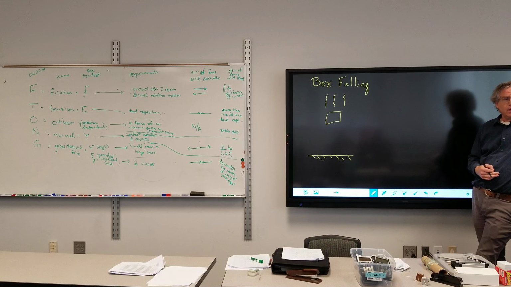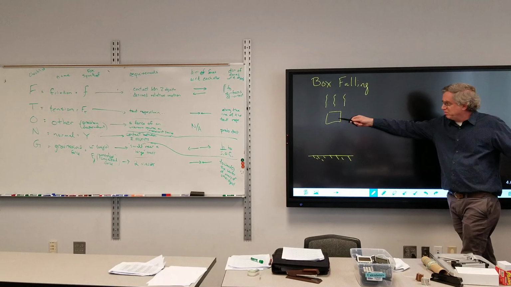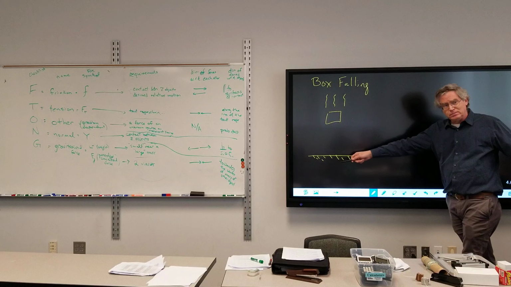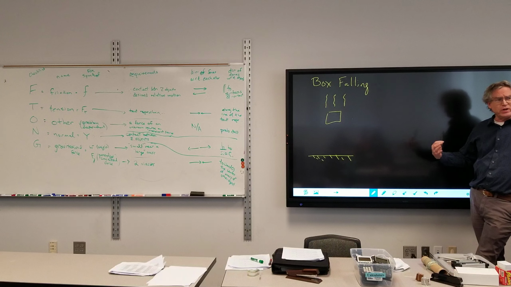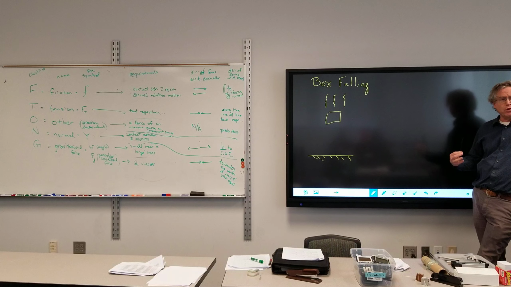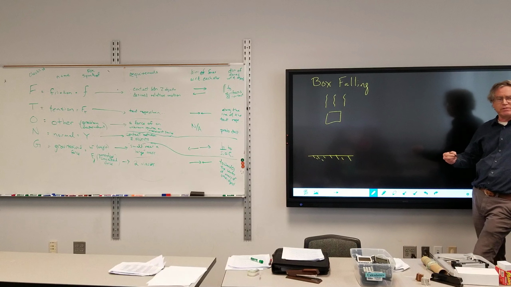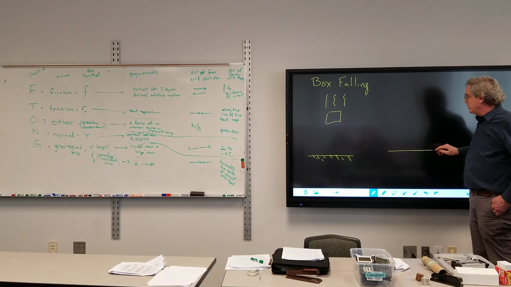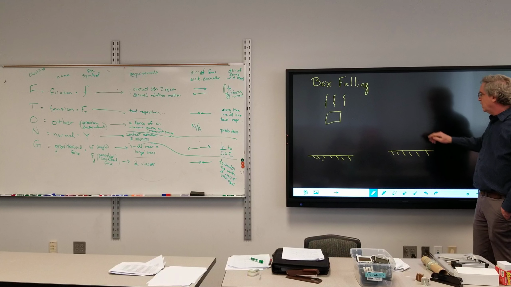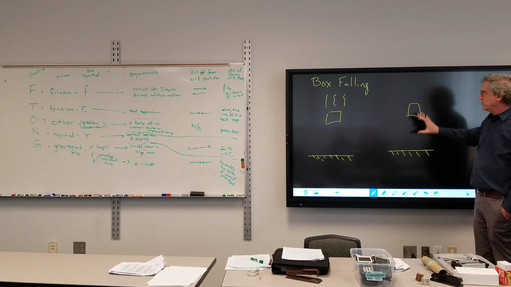Next step, I have two objects here. I have the box and I have the ground. I'm going to draw them separately so I have a place to draw my arrows. Now on this one, they're already separated, but I'm going to do this just out of process. So I'm going to draw my ground. I'm going to draw the box. And this is where I'm going to do my work.